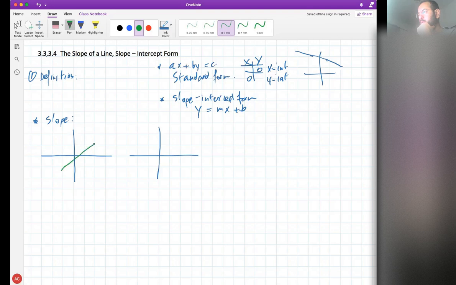Excuse me, what does it say next to slope? Slope-intercept. Right? The same slope-intercept form.